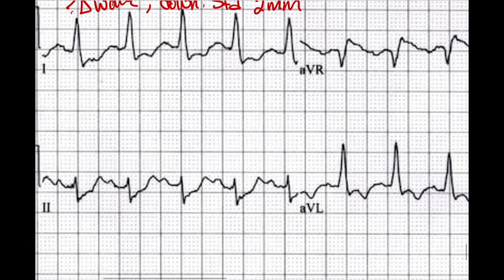In lead 2, we have a positive P wave. Looks like we have an RS complex. But again, it looks like we have some ST depression. And it looks to be about 2 millimeters again.